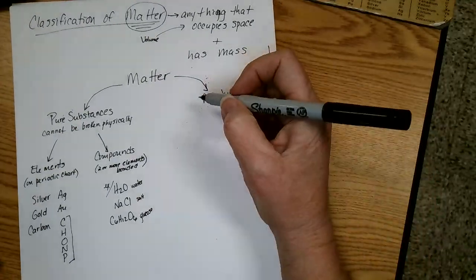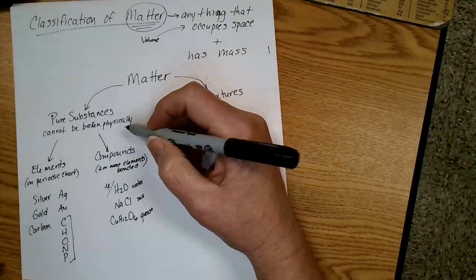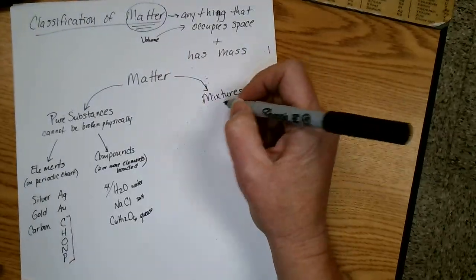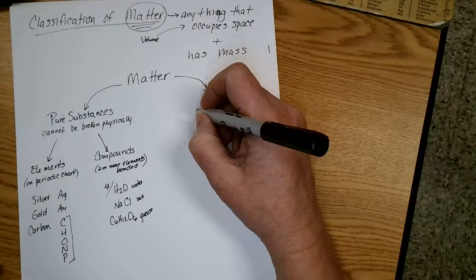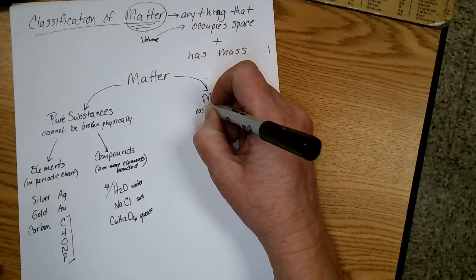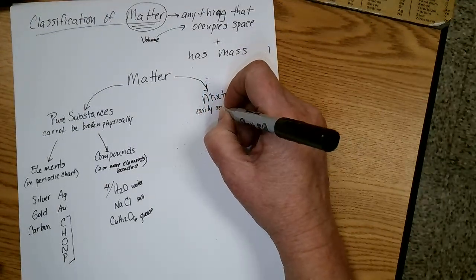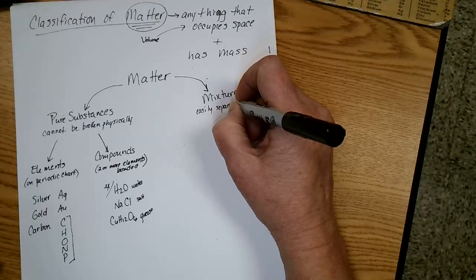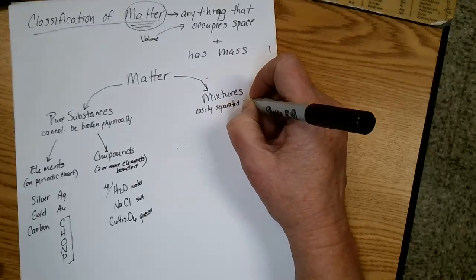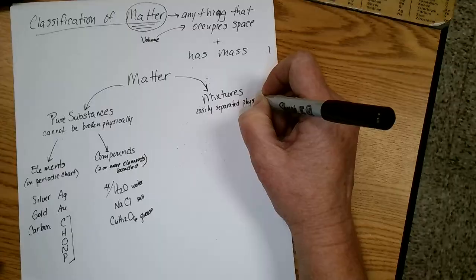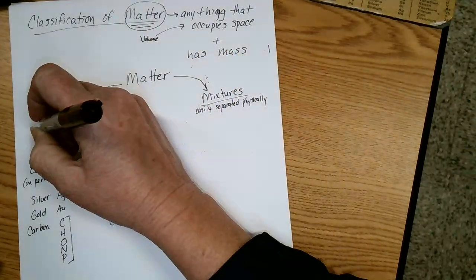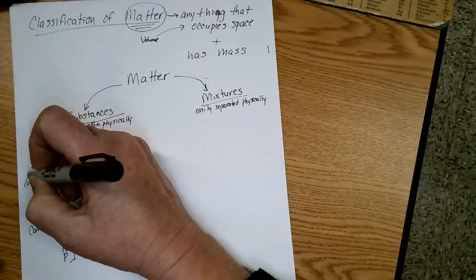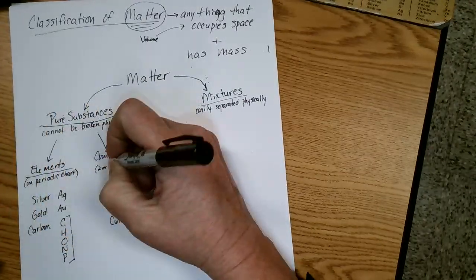Now let's go to our other side. Pure substances cannot be broken down physically. So that means mixtures can be easily separated physically. Okay, so this is mixtures. This was pure substances, our elements and our compounds.